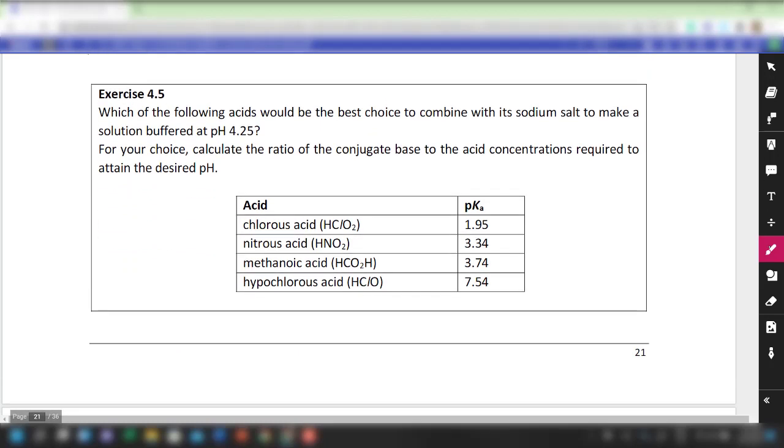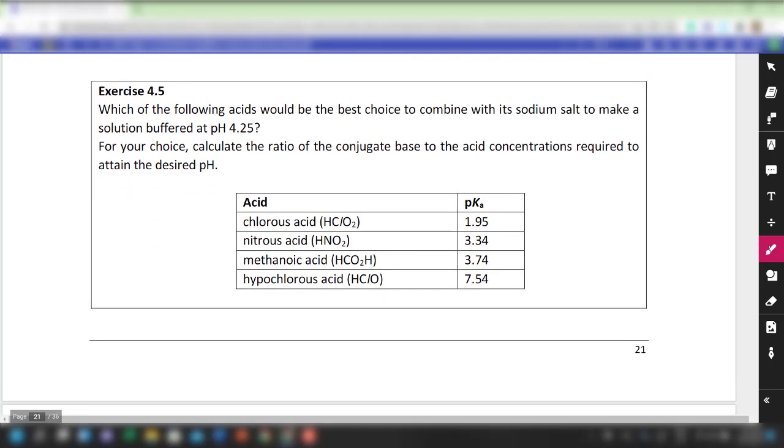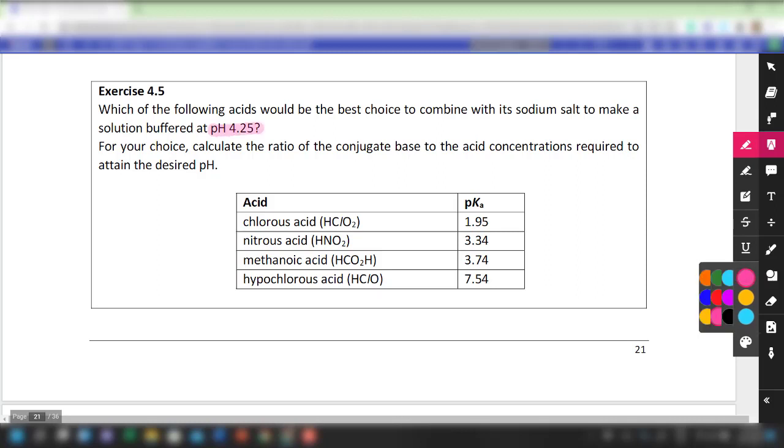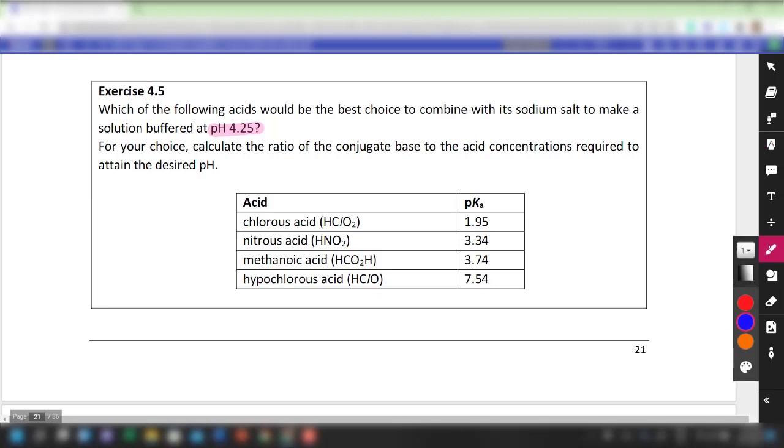Okay, so the next example we have, exercise 4.5, reads: which of the following acids would be the best choice to combine with its sodium salt to make a buffer solution at pH 4.25? My aim is to make a buffer of pH 4.25. So therefore, I need to choose an acid with a pKa that is around there. I can't choose one that is very far away from that.